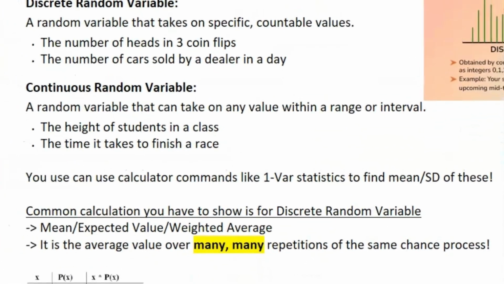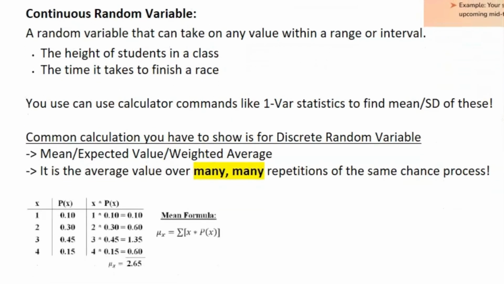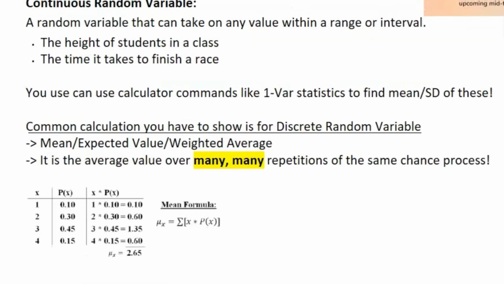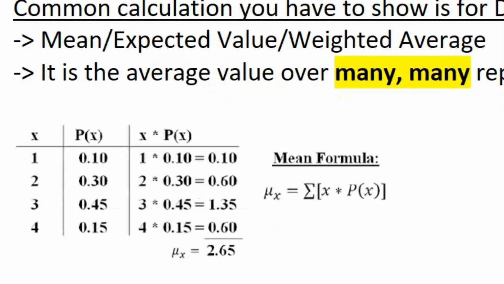All right, so if you want to find the mean and standard deviation of discrete or continuous variables, you can also use one variable statistics on your calculator. And a common calculation you will probably have to show for a discrete random variable is calculating the mean, or expected value, or weighted average. It is the average value over many repetitions of the same chance process for this discrete random variable. Here's an example.